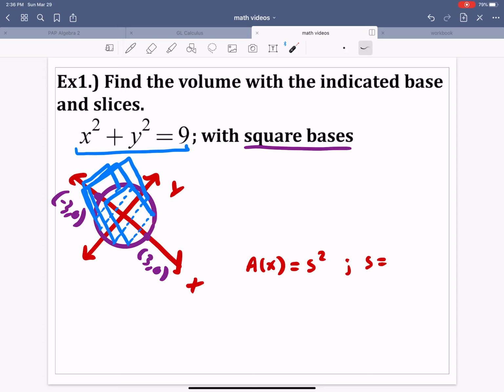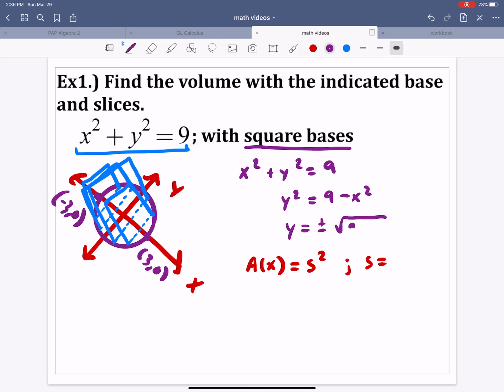So in order to do that, I'm going to take the equation of my circle and rearrange it, and solve it for y. So that would give me y squared equals 9 minus x squared. And then if I square root both sides, I get y equals plus or minus the square root of 9 minus x squared.